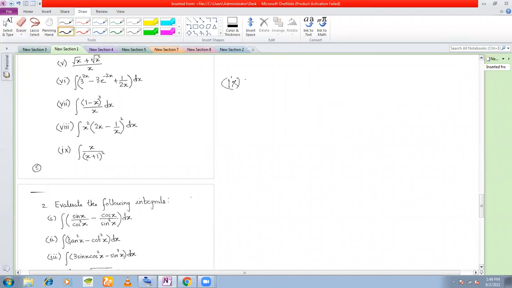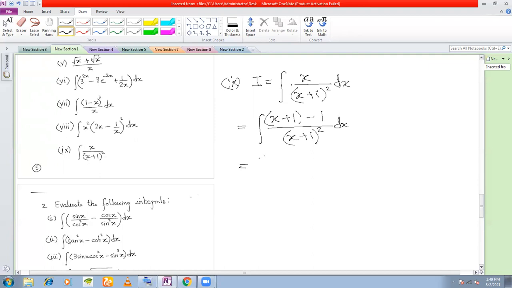Number 9. I is equal to integral x by x plus 1 whole square dx. How do you integrate this? Whenever you get this kind of an integral, see that the degree in the denominator is higher. Whenever you get this kind of an integration, try to write the numerator in terms of the denominator. See that in the denominator you have x plus 1 and in the numerator you have x. So what you do is you write x plus 1 in the numerator. And since you have added this extra 1, you subtract this extra 1 also. And the denominator you keep as it is.